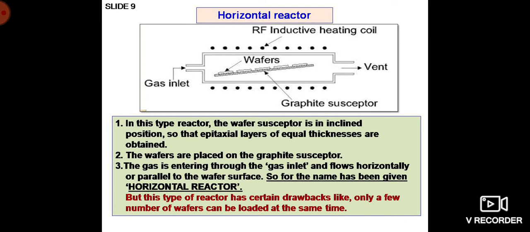However, this type of reactor has certain drawbacks, like only a few wafers can be loaded at a time. That is, we cannot go for mass production. Okay?